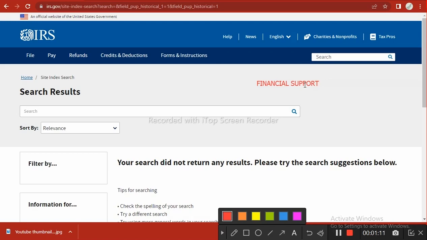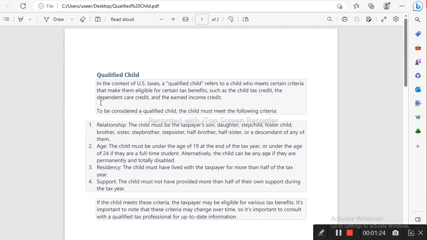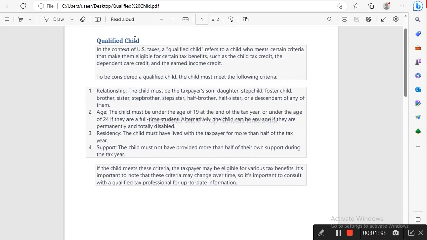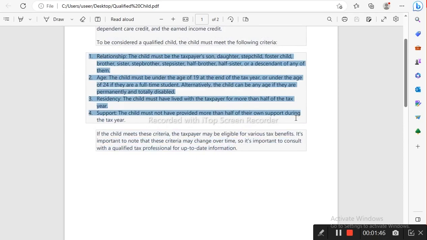The IRS has specific requirements for who qualifies as a dependent. I have made a Word document. Here it is. In the context of USA taxes, a qualified child refers to a child who meets certain criteria that make them eligible for certain benefits such as the child tax credit, the dependent care credit, and the earned income credit. There are four tests for a qualified child. If any child fulfills these four tests, he will be a qualified child.